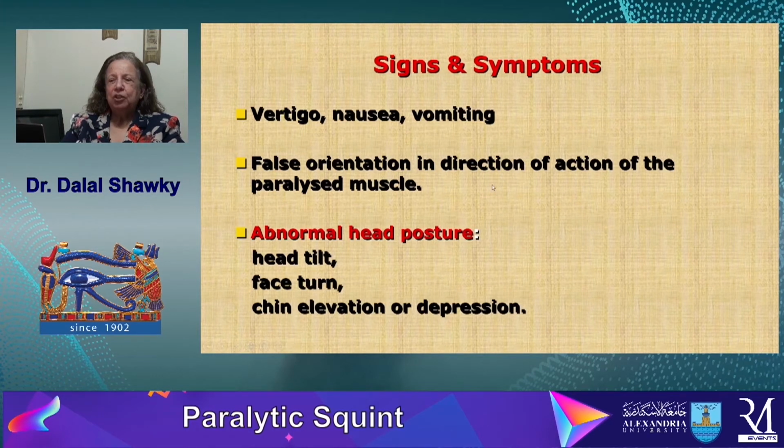But if this patient is trying to pick an object in the opposite direction, or in the direction of the normal eye and normal muscles, there will be normal orientation. So the false orientation in space is in the direction of action of the paralyzed muscle. Also, an important characteristic of paralytic squint, which is not present in comitant squint, is abnormal head posture in the form of head tilt, face turn, chin elevation or depression. And we will see all of them just now in the different types of paralytic squint.